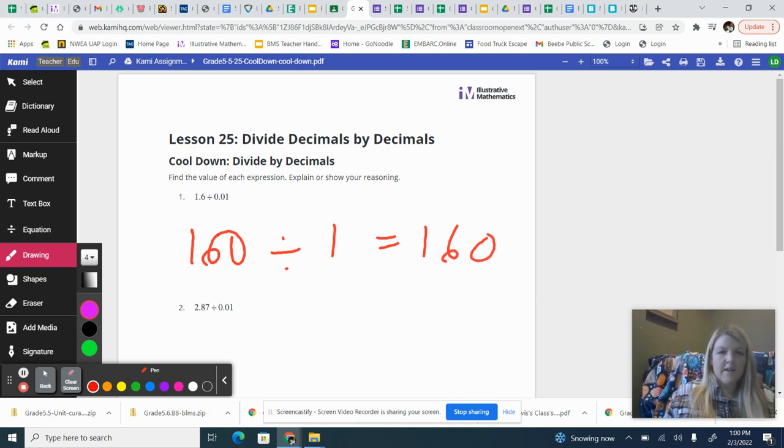And, another way you can reason through it is, remember there's 100 hundredths in 1, and then there would be 60 hundredths in 6. So if we put that together, we get 160.